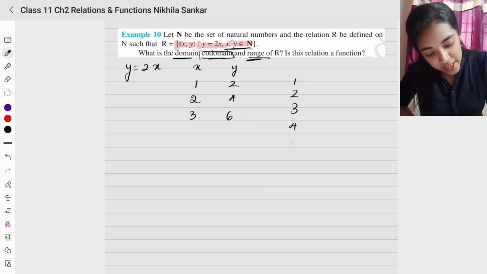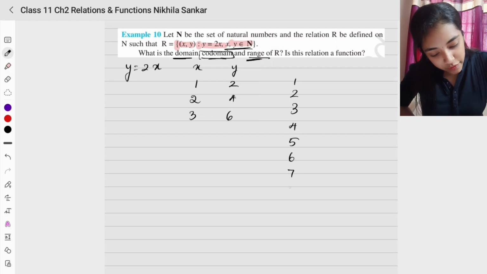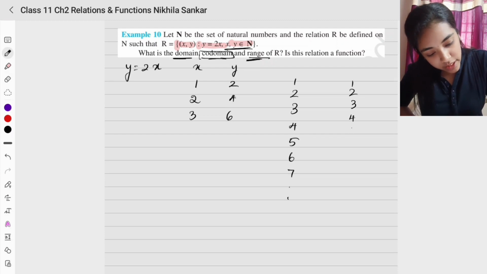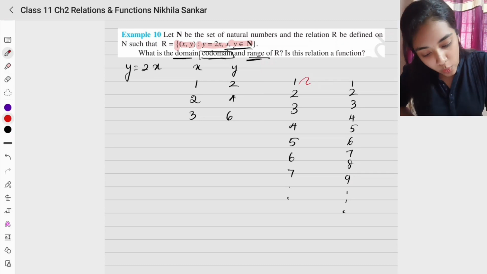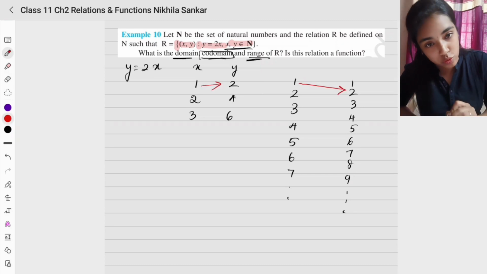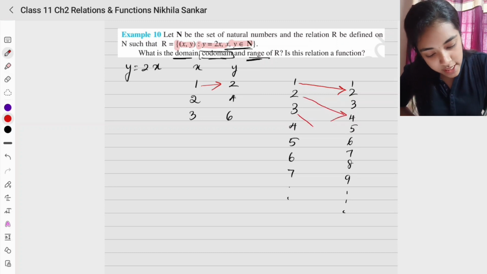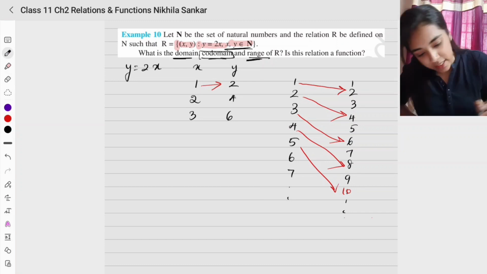So it is going to be all real numbers, all natural numbers. So 1, 2, 3, 4, 5, 6, 7 and so on. What is the mapping going to be? 1 is mapped to 2, correct? Then 2 is mapped to 4, 3 is mapped to 6, 4 is mapped to 8, 5 is mapped to 10 and so on. So let me write the ordered pair.